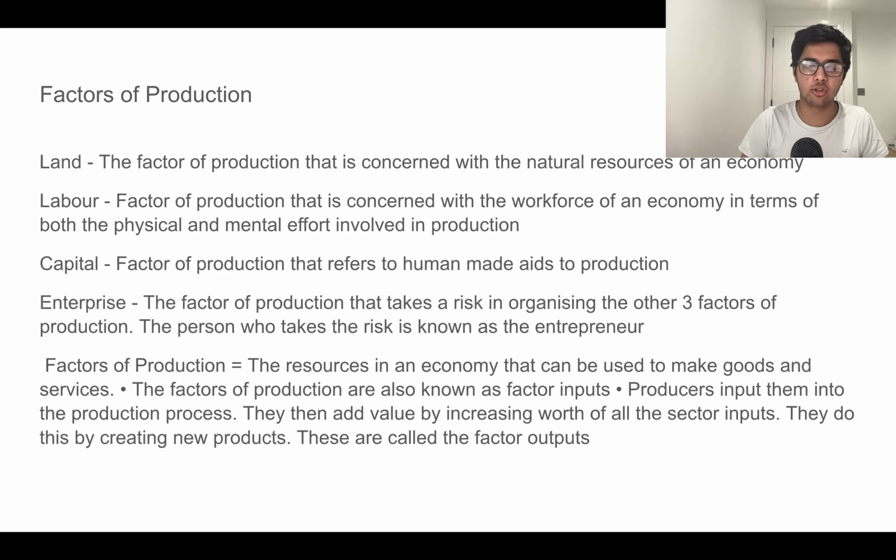Now, for the second point of specification, you have to know the factors of production: land, labour, capital and enterprise. Land is a factor of production that is concerned with the natural resources in an economy. Labour is a factor of production that is concerned with the workforce of an economy. Capital is a factor of production that refers to human-made aids to production. And enterprise, the factor of production that takes a risk in organising the other 3 factors of production. The person who takes a risk is known as an entrepreneur. The factors of production are resources in an economy that can be used to make goods and services.